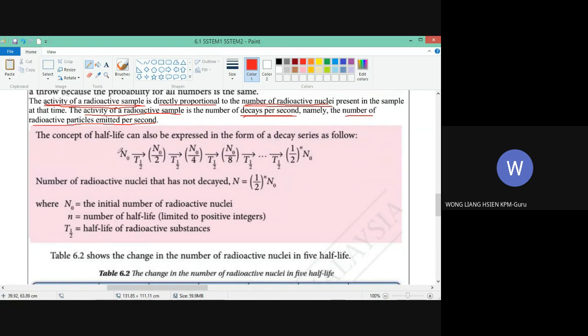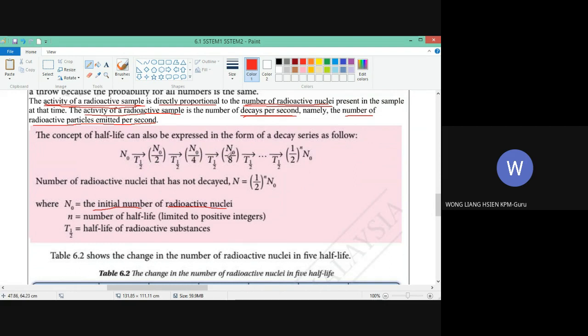So this N0 is the initial number of radioactive nuclei. And then after one half-life, this number will decrease by half. Because half-life is the time taken for the radioactive nuclei to decrease by half, or half of them to decay. So after one half-life, decrease by half. After another half-life, decrease by half again. So that means we have divided by 4.